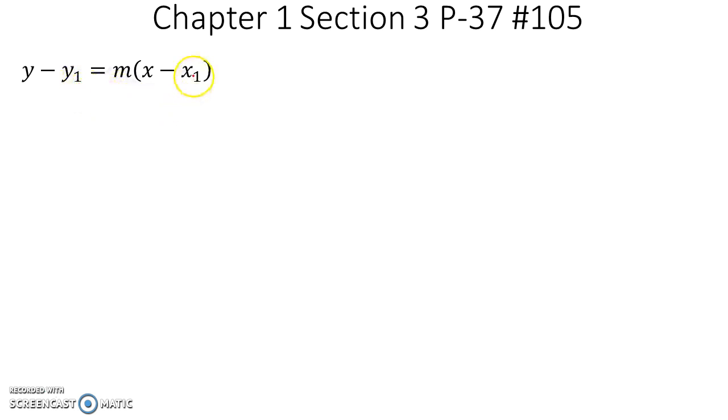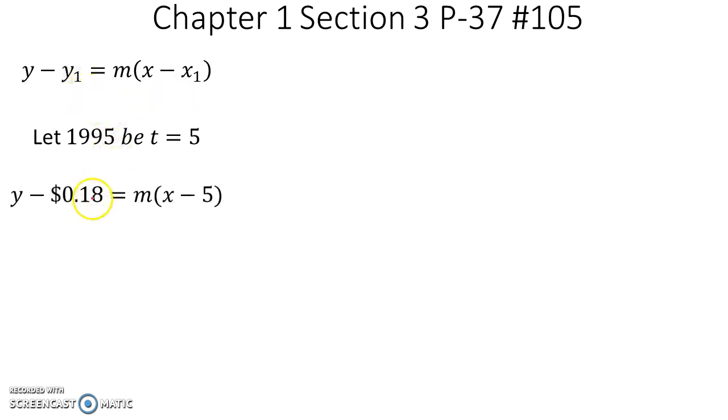So we'll insert some numbers into these two and into the slope. It tells us that it wants us to start in 1995, with that being the time equal to 5. Now, time is an independent variable. It doesn't depend on anything. So they're really telling us what this number is right there. They're saying, let's let that be 5. They also told us what the price would be at that point. It was 18 cents. So we can go ahead and put that in.